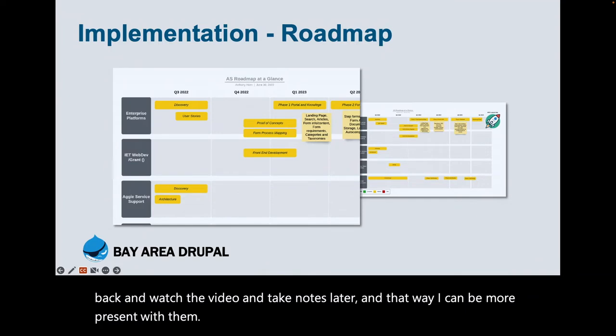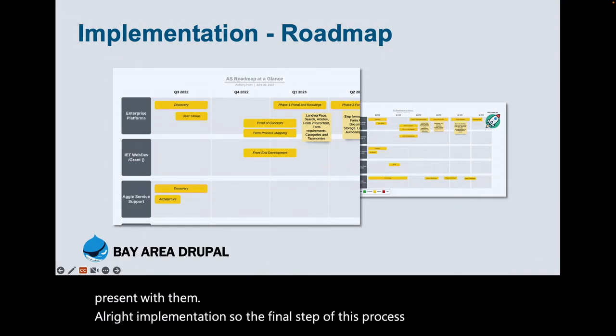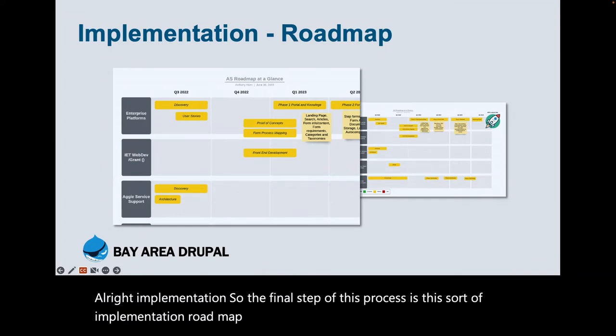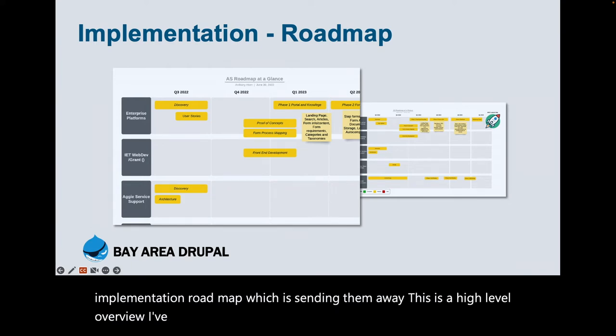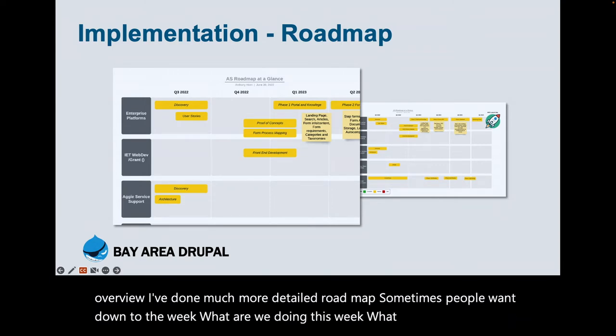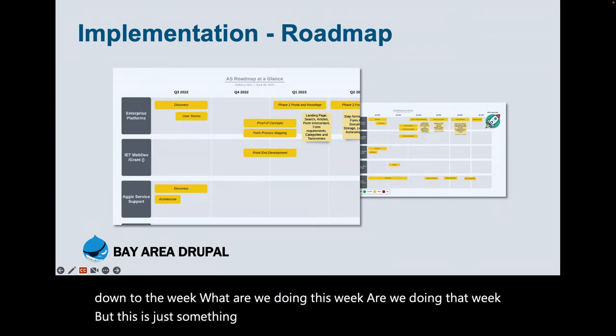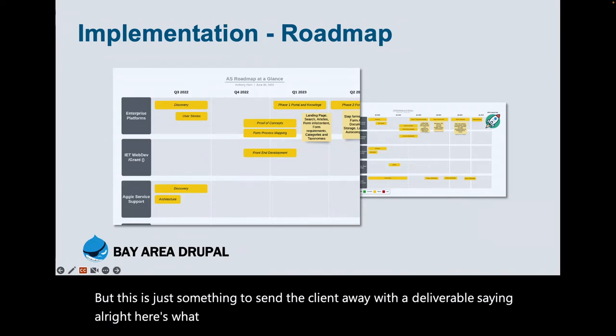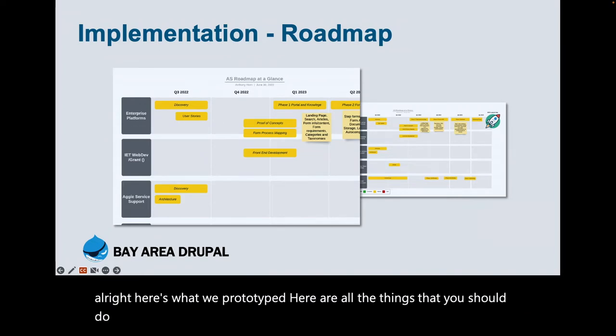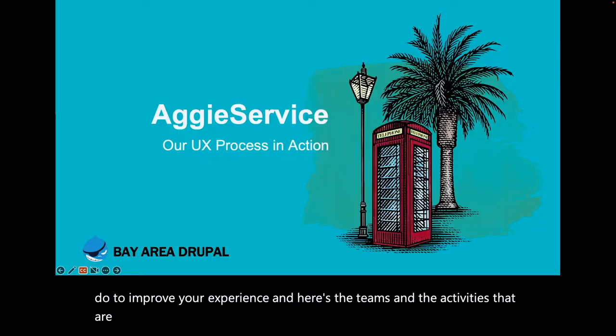All right, implementation. So the final step of this process is this sort of implementation roadmap, which is sending them away. This is a high level overview. I've done much more detailed roadmaps. Sometimes people want, like, down to the week, what are we doing this week, what are we doing that week? But, you know, this is just something to send the client away with a deliverable saying, all right, here's what we prototyped, here are all the things that you should do to improve your experience, and here's the teams and the activities that are involved in completing this.